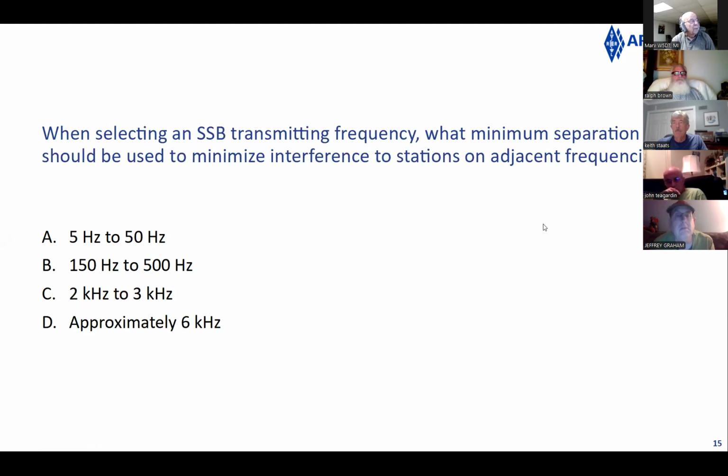Let's see. When selecting a single sideband transmitting frequency, what minimum separation should be used to minimize interference to stations on adjacent frequencies? 5 to 50 hertz, 150 hertz to 500 hertz, 2 kilohertz to 3 kilohertz, or approximately 6 kilohertz. C. Yep.